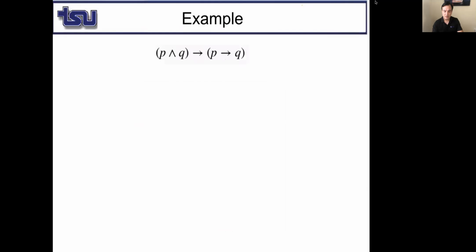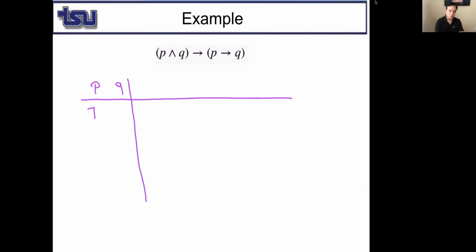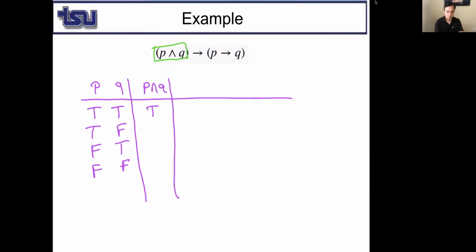Okay. Here's another example. Let's do that together. Two variables, P, Q, again: true, true, false, false, true, false, true, false. First, let's take care of this compound statement, which is P and Q. That is true, false, false, false. Why? Because true and true is true, true and false is false, false and true is false, false and false is what? False. And then there's another compound statement right there, P implies Q.